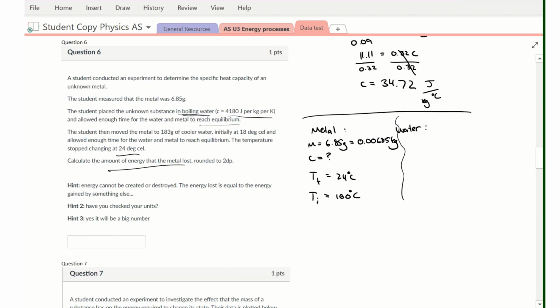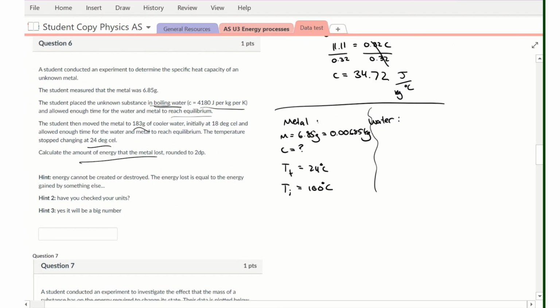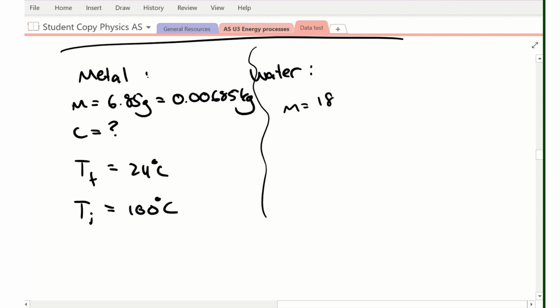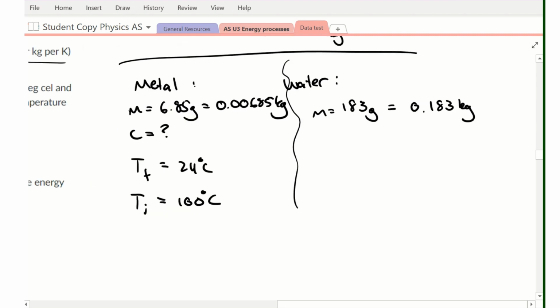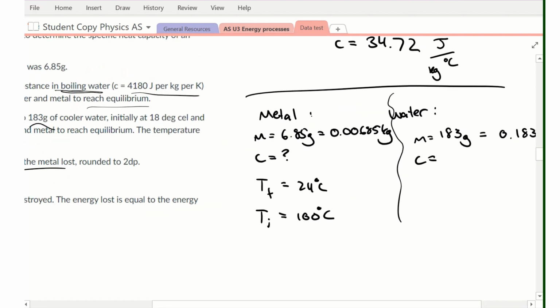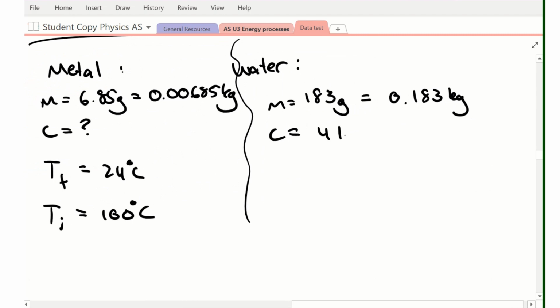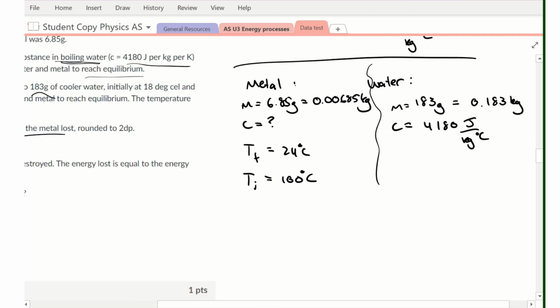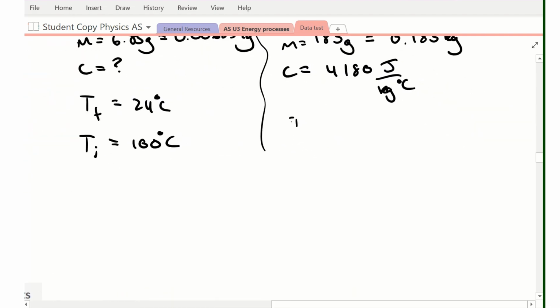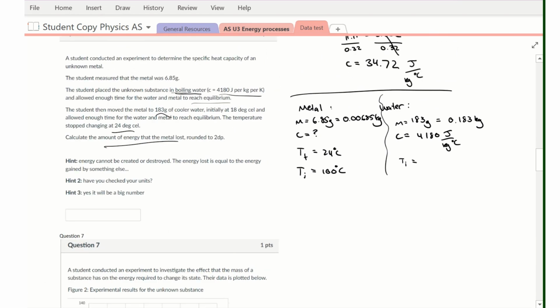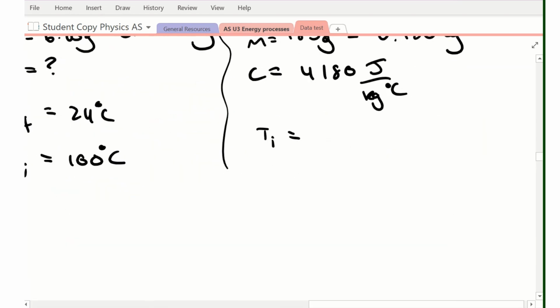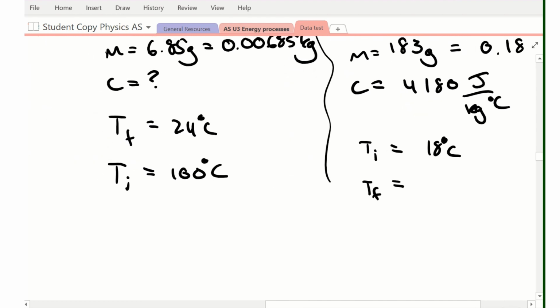So that's one part. We've also got all the water here. So the water is 183 grams of water. M is equal to 183 grams, which is 0.183 kilograms. Because remember, specific heat capacity of water is given to me, 4,180 joules per kilogram degree Celsius. Great. And now we can do our temperatures. Ti is equal to 18 degrees Celsius. The final temperature is the same as the metal because they're in equilibrium. So that's 24 degrees Celsius.